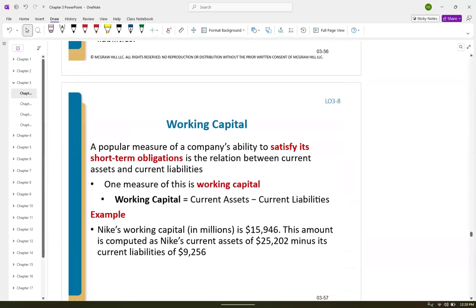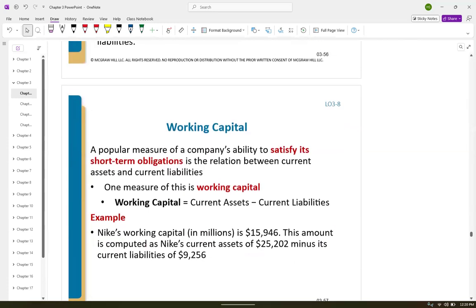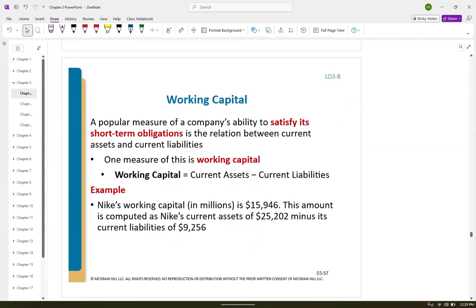Okay. Working capital: if you get a negative number here, that means your current liabilities are more than your current assets. That's not a good thing. So a positive working capital is always a good thing.